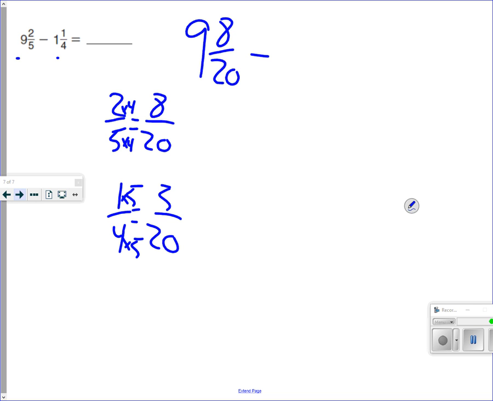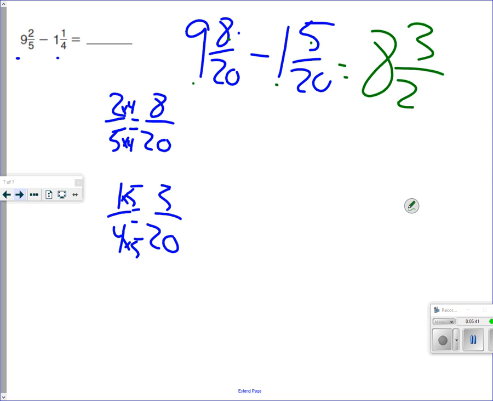1 and 5/20. The awesome thing, kids, is this 8 is bigger than the 5, so we can just go ahead and subtract across. 9 minus 1 is 8. 8 minus 5 is 3. We'll keep the 20s. 8 and 3/20 is your answer.